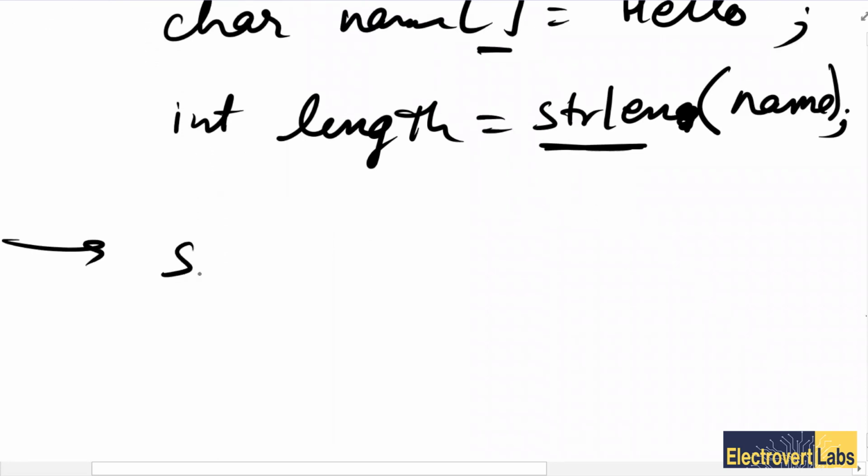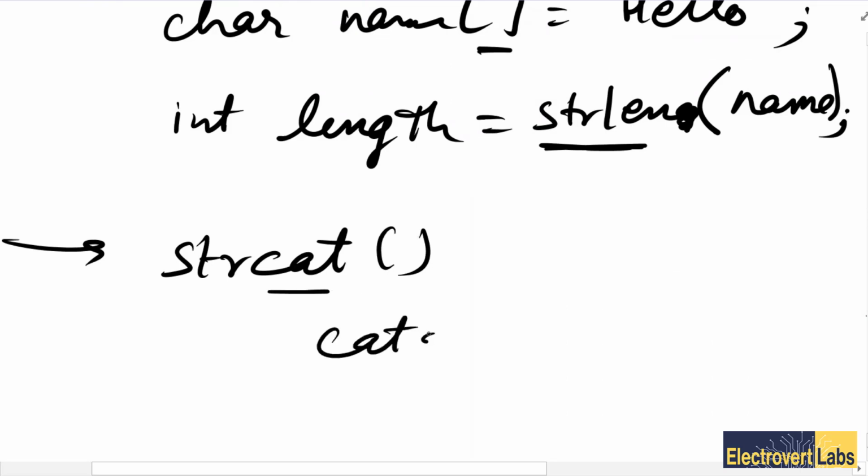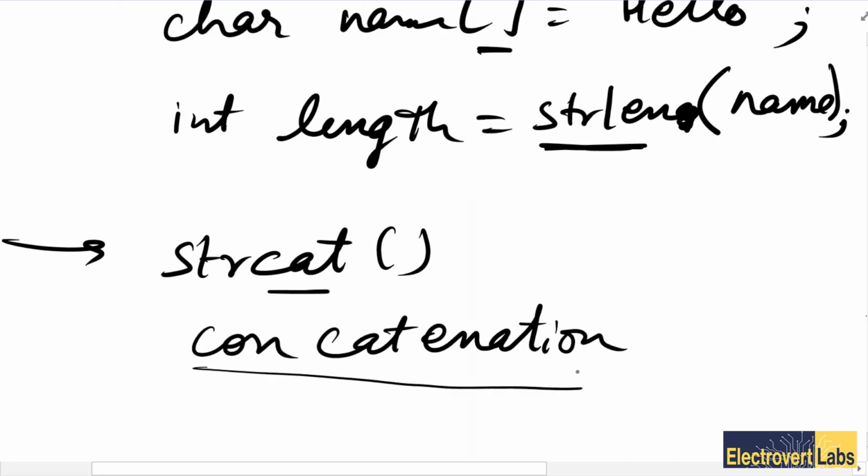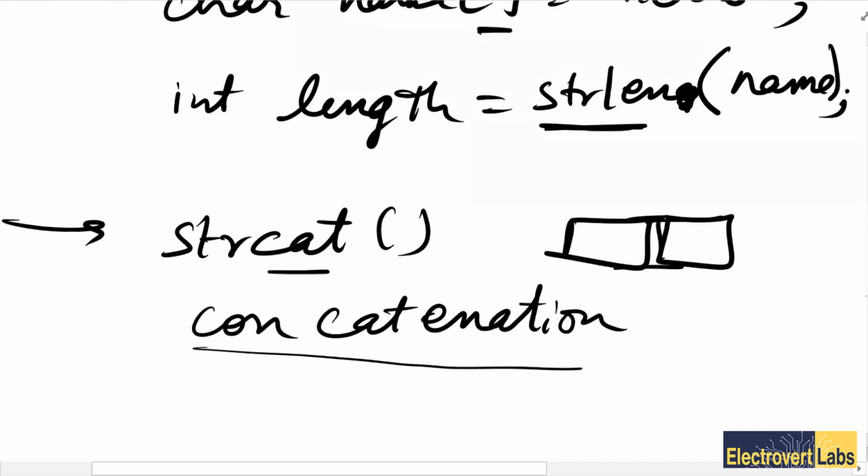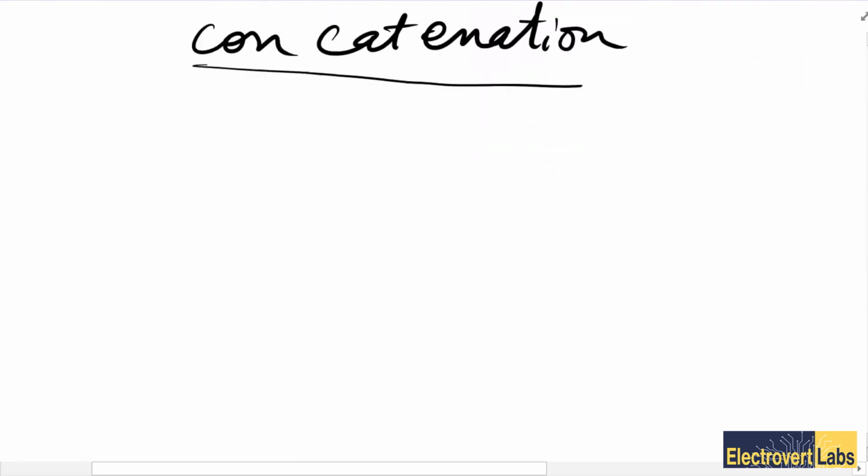Then another function is strcat. It's not cat, it's short for catenation, basically concatenation. Concatenation is the process of joining two things end to end. If there's this thing here and this thing here and you join them end to end, this is concatenation. So strcat basically concatenates two strings.